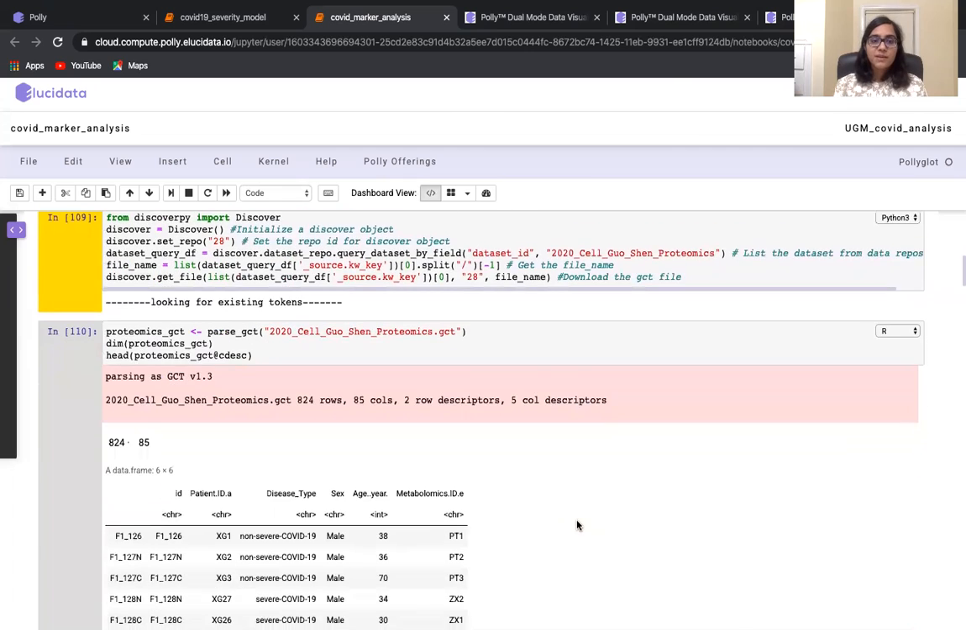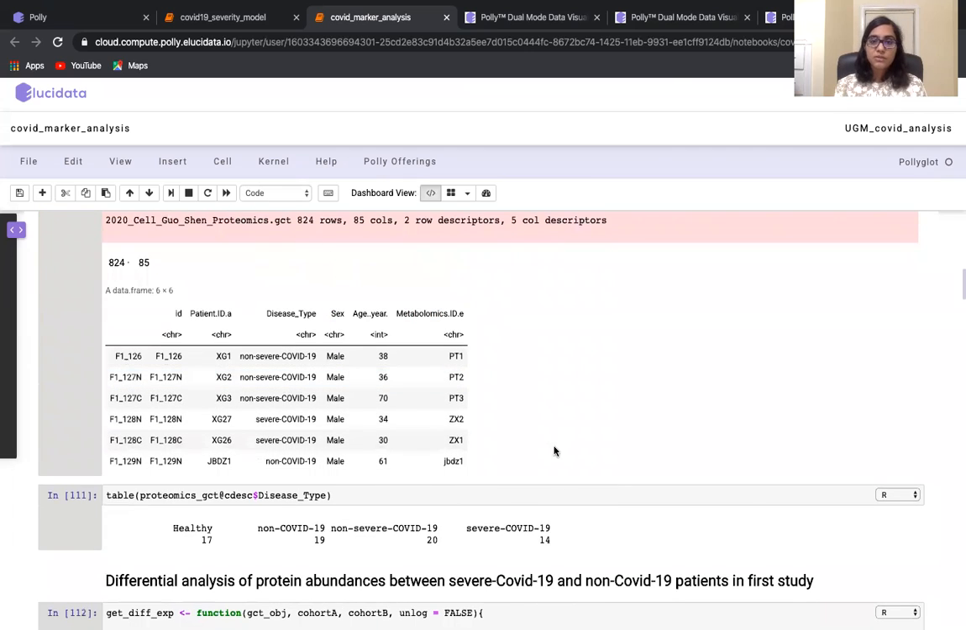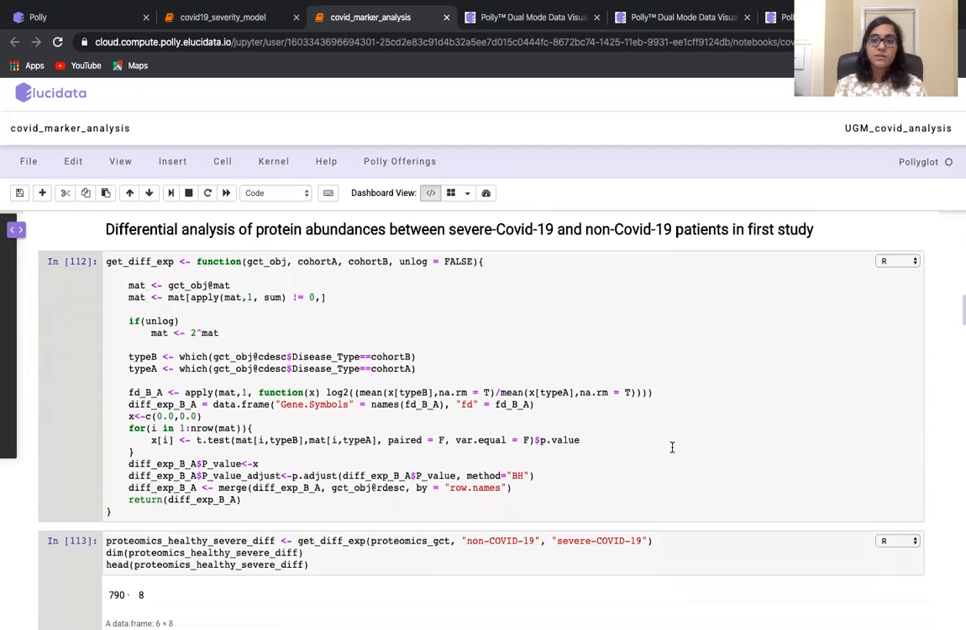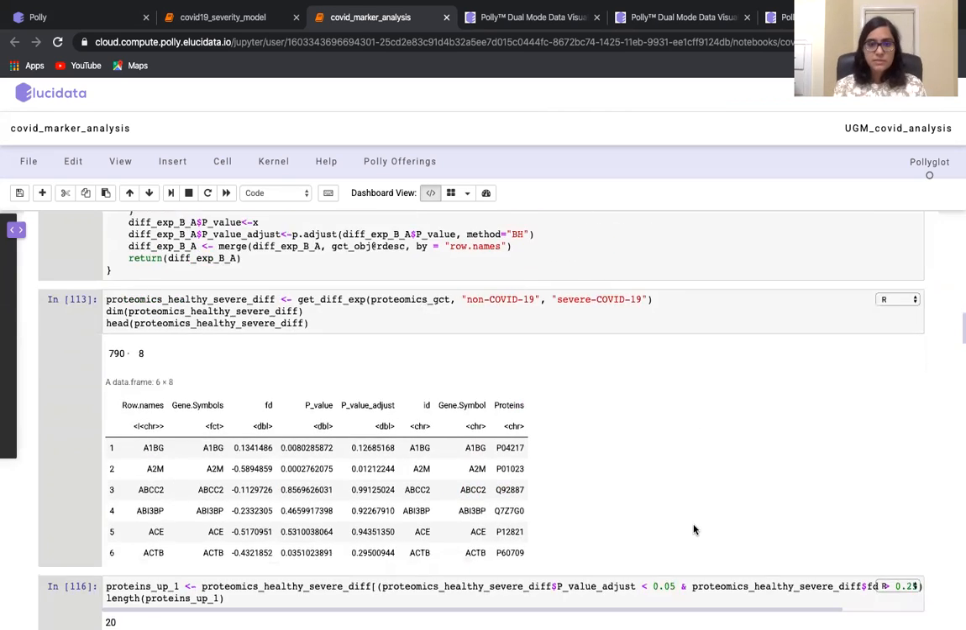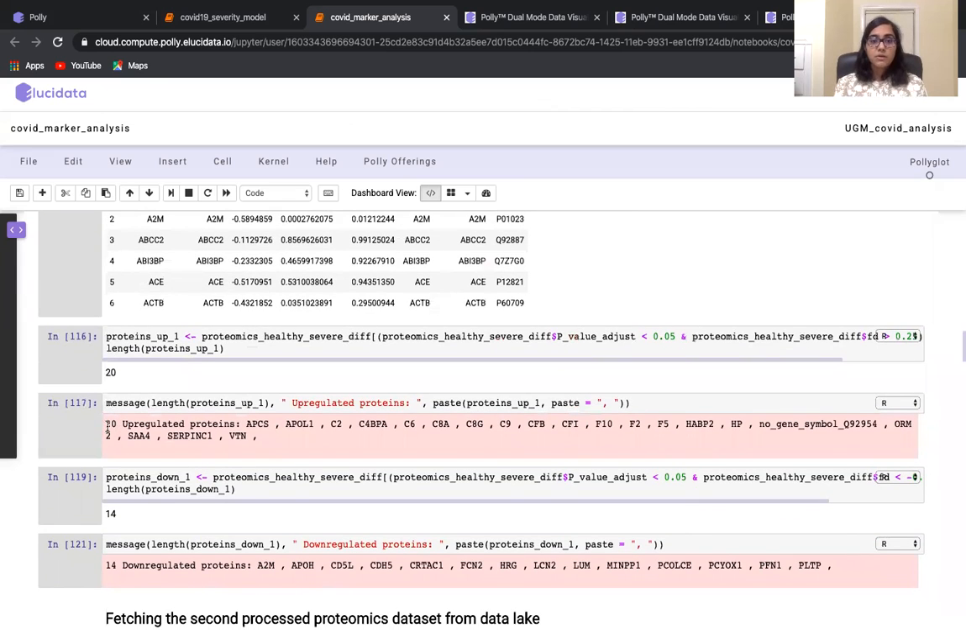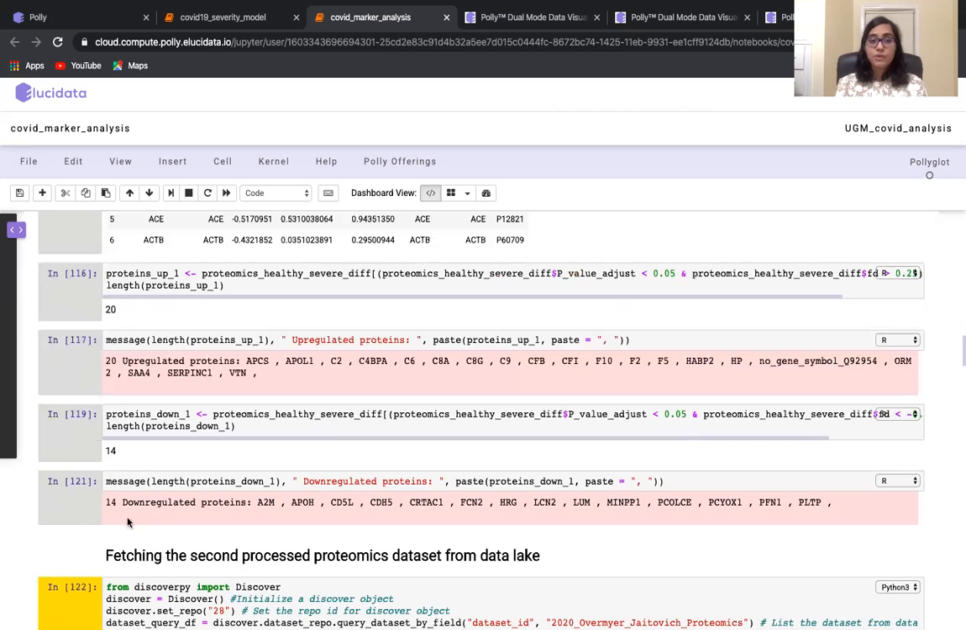We went ahead and downloaded the data sets from our data lake. We did a differential analysis of severe COVID-19 with non-COVID-19 patients in each of the two data sets. This is pretty simple again, because the samples for each data set are pre-annotated. When you look at the data, you know exactly how many samples of each type there are. You can make your own custom cohort and design your own analyses. Once these were done, you can see that in the first data set, which was a proteomic and metabolomic study, there were 20 upregulated proteins and 14 downregulated proteins.